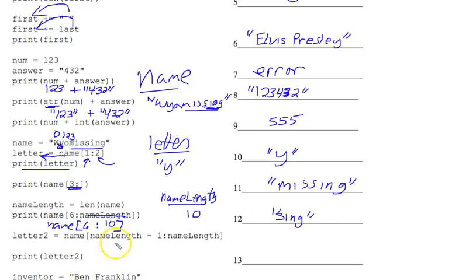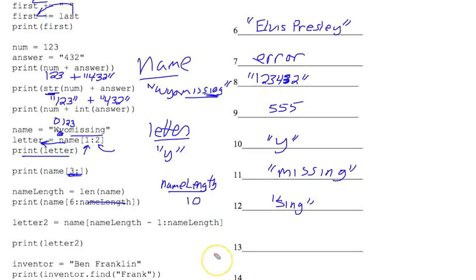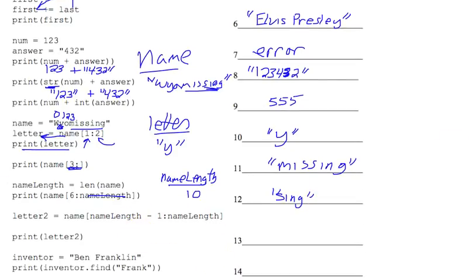Okay, letter 2. Oh, this is tricky. It looks long and complicated. Let's figure out what letter 2 is here. We work from inside the parentheses out. So name length up to this point is 10. 10 minus 1 is 9. So really we have 9 colon name length, which is still 10. See the 10? Not 10 minus 1 is 9. So really I'm rewriting this as letter 2 equals name square brackets 9 colon 10.